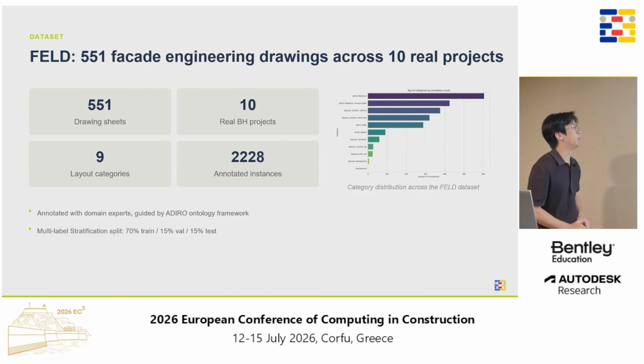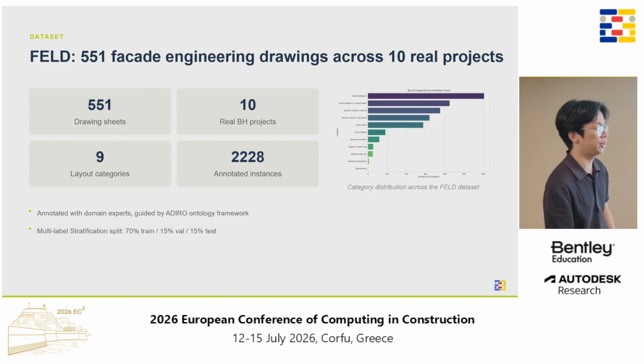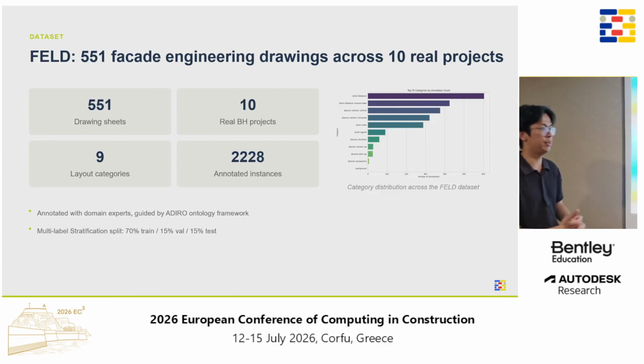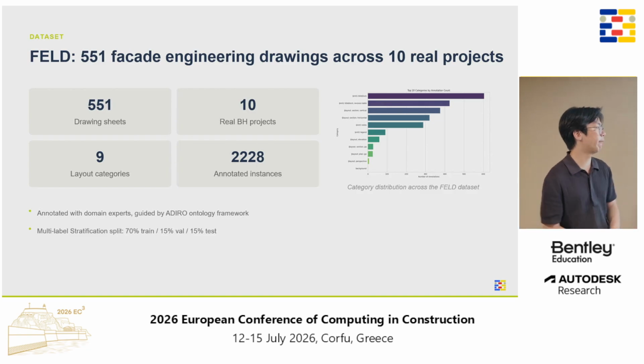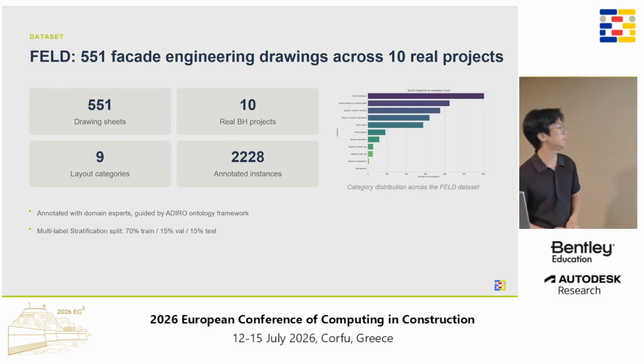So this is the dataset we proposed. We collected drawings from 10 real Buro Happold projects, and we have 551 drawing sheets. We identified 9 layout categories, which are sections, details, plan, elevation, and we also have title blocks, notes, legends, and revision tables, this kind of stuff. Overall, we have over 2,000 instances.